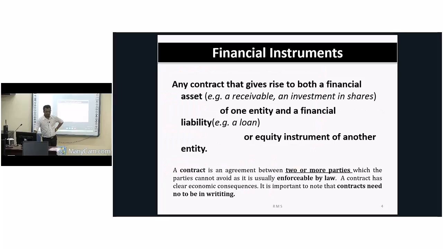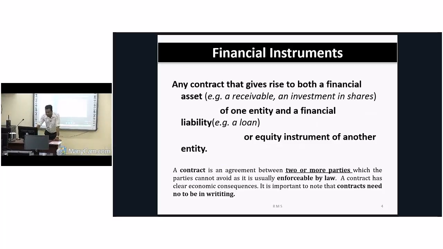So we started with financial instruments. Then I explained what financial instruments are. Basically, we discussed three types of financial instruments: financial assets, financial liabilities and equity instruments. Those are a very general classification of financial instruments. Now we have completed financial assets. Today we need to discuss the others, right? Financial liabilities and equity instruments.